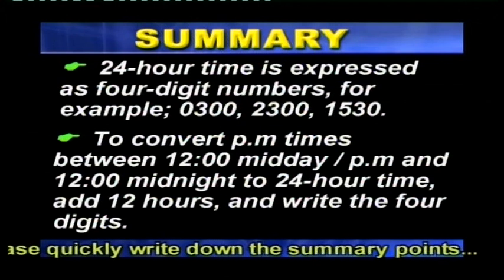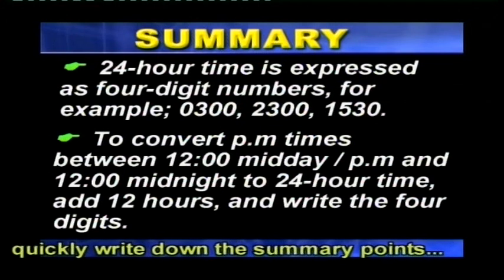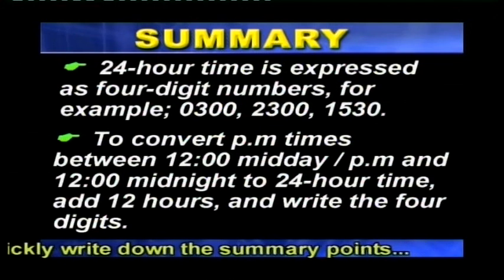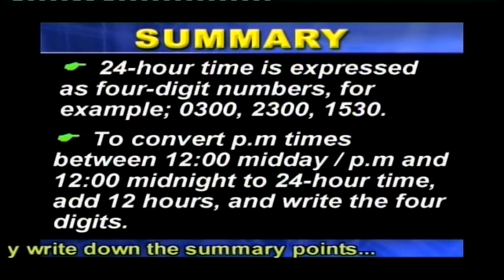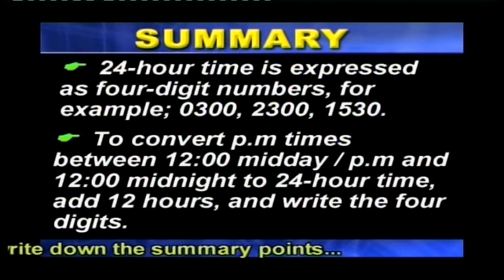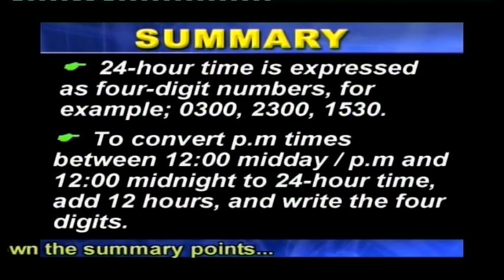To convert PM times between 12 midday or PM and 12 midnight to 24-hour time, add 12 hours and write the 4 digits. So for bright learners, this is one way that you can apply when you are trying to convert a time from 12-hour time to 24-hour time.